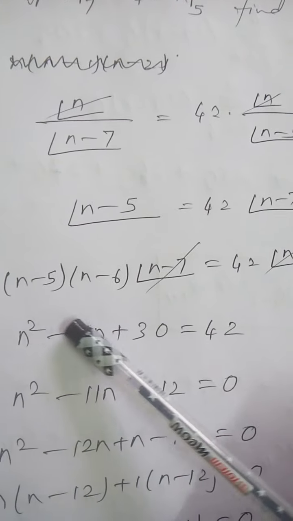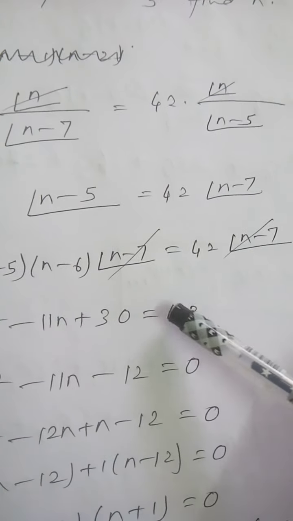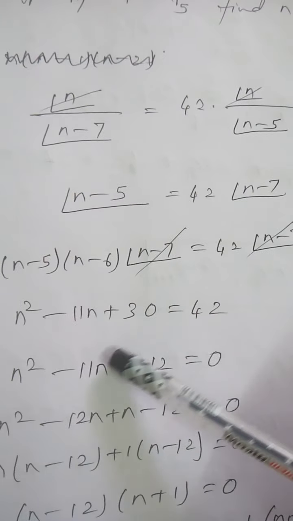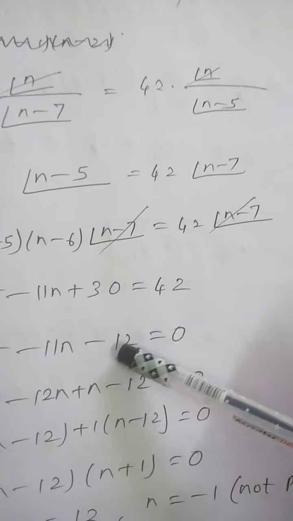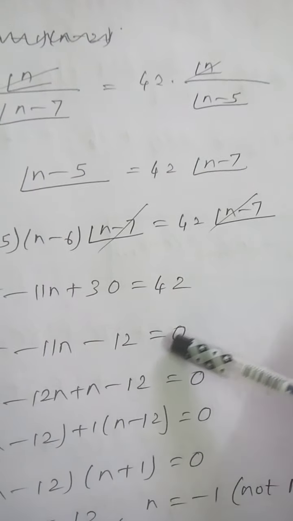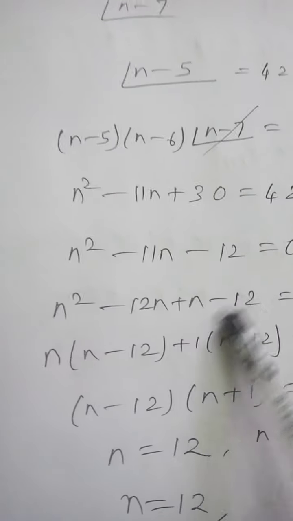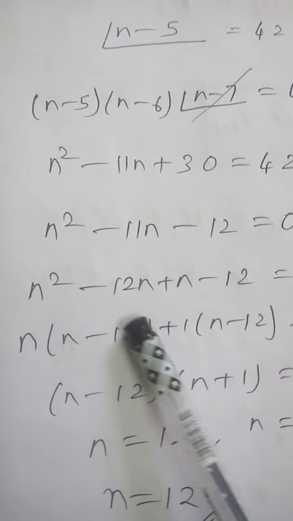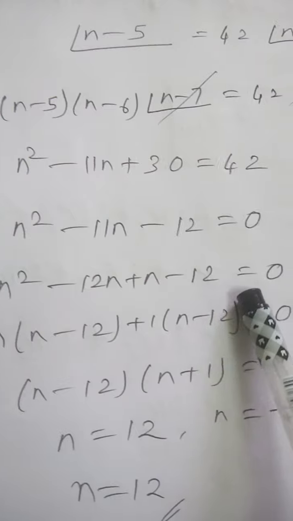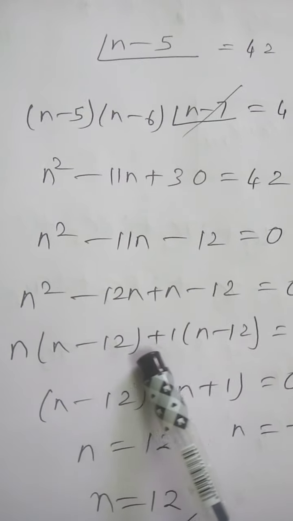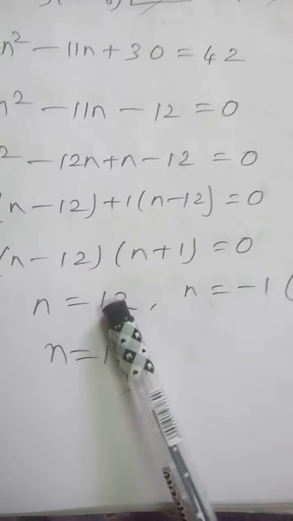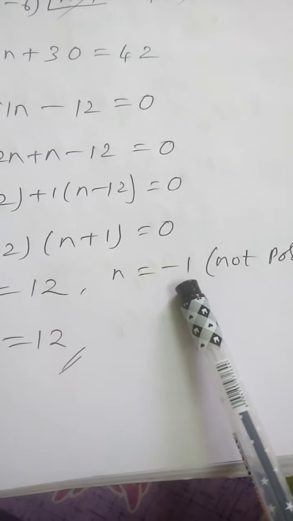If you expand it, it will become n square minus 11n plus 30 is equal to 42. Taking 42 inside, n square minus 11n minus 12 is equal to 0. So factorize it: 12 ones are 12, n square minus 12n plus n minus 12 is equal to 0. n into (n minus 12) plus 1 into (n minus 12) is 0. (n minus 12) into (n plus 1) is 0. n is equal to 12 or n is equal to minus 1. But negative value is not possible. So n is equal to 12.